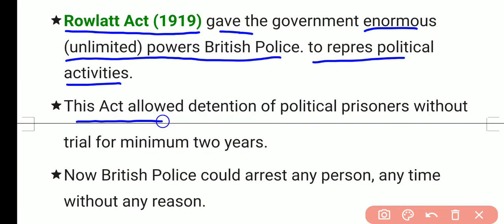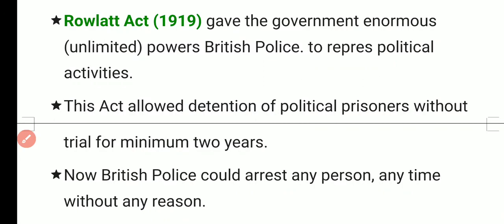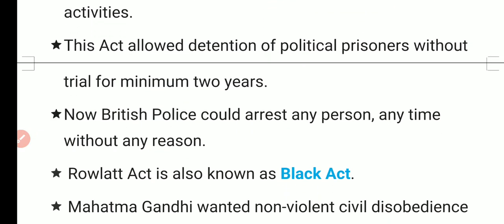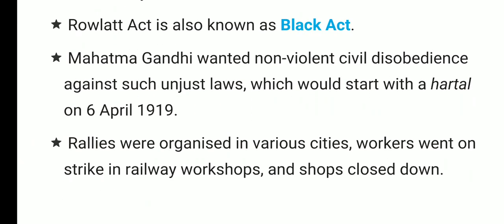This act allowed the detention of political prisoners without any trial for a minimum of 2 years. It means the act gave enormous powers to the British police, and now the British police could arrest any person anytime without any reason for a minimum of 2 years. So this act gave unlimited powers to the British police so that they could control nationalist activities in the country. The Rowlatt Act is also known as the Black Act. इसको काला कानून भी कहा जाता है.